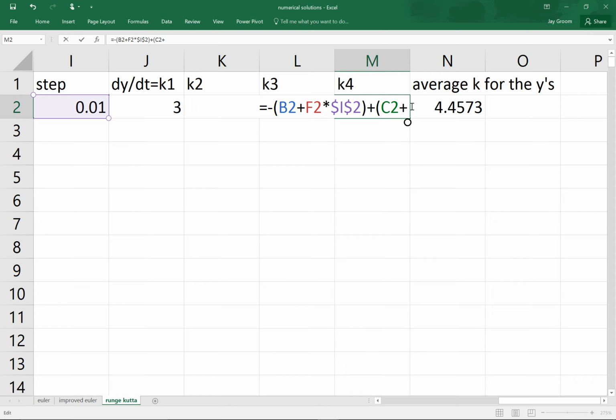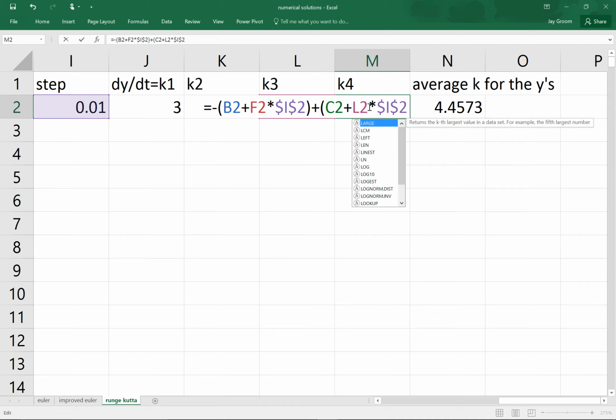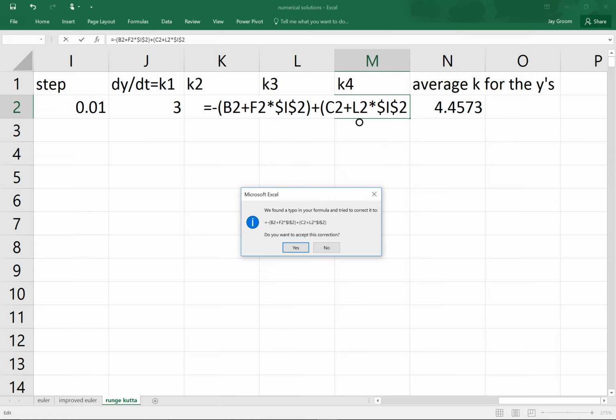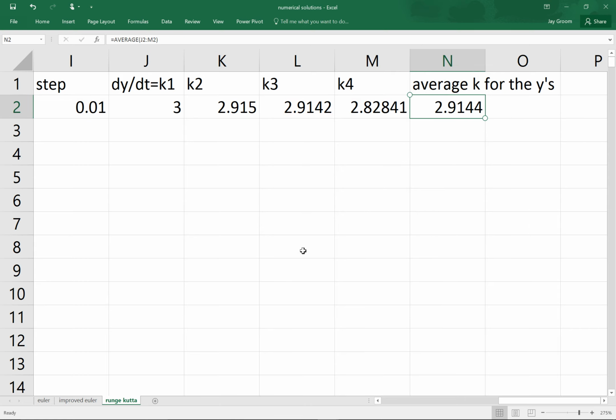Plus L2, which is my slope, times i2. Is that an L? I guess that's an L. Whatever. Sure, that actually is correct. Yay! So there it is. So there's my average for the y's.